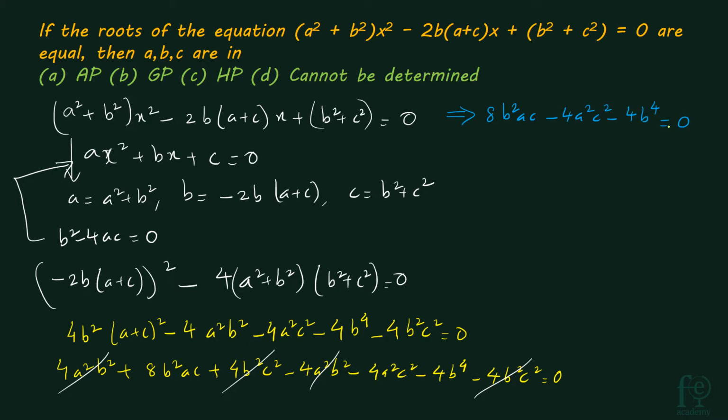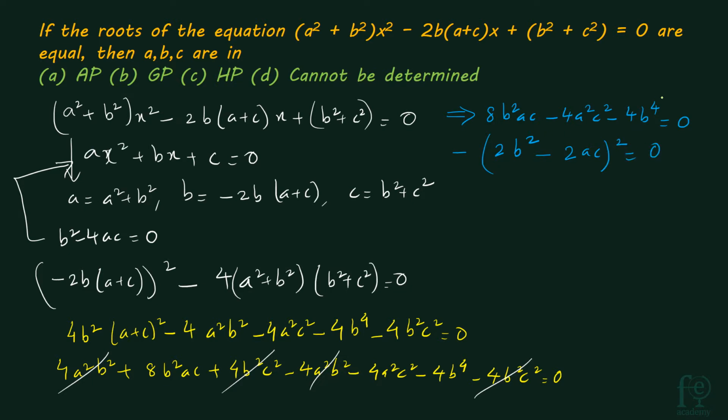So this is in the format of a square minus 2ab plus b square is equal to 0, a minus will come here, that is the only difference. So what is a and b? a will be 2b square, 2b square the whole square is equal to 4b raised to 4, and b should be equal to 2ac. So you check whether it is correct or not.